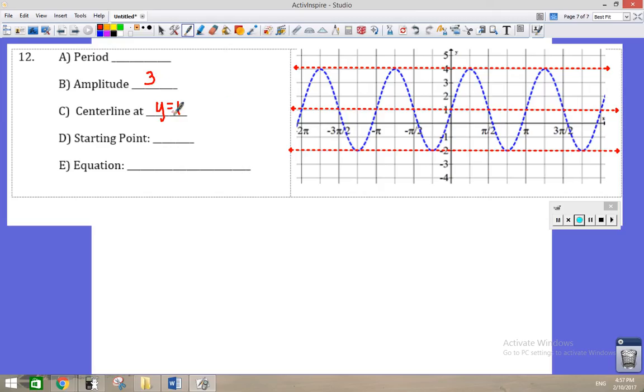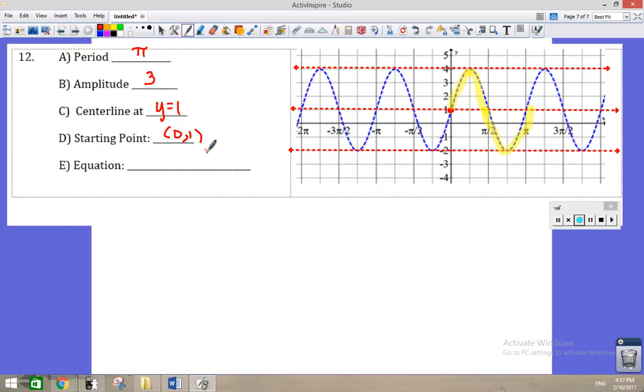If I figure out where my starting point is, if I look at the basic cycle of a sine curve, it goes up, it comes back to its center line, it goes down, and then it comes back to that center line, and that's one cycle. And I can see from the graph here that that has a period, a length of pi. And the coordinates of my starting point are (0, 1).